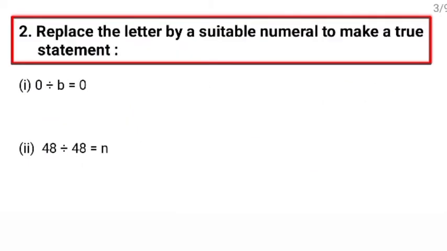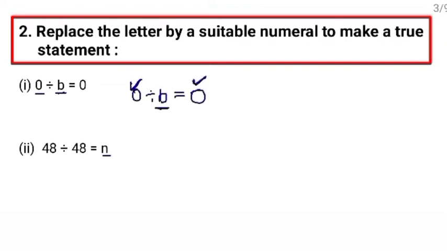Question number 2 is replace the letter by a suitable numeral to make a true statement. Here they have given these letters in the question, B, N, and they are asking to replace these letters by the suitable numeral so that the statement becomes true. 0 divided by B is equal to 0. We are dividing 0 by any number.